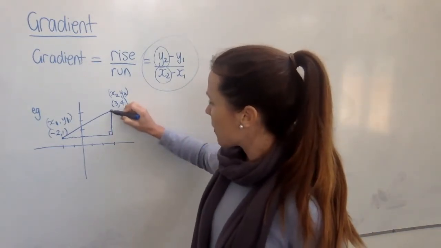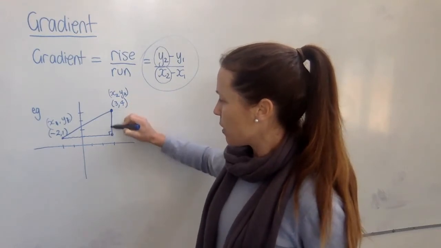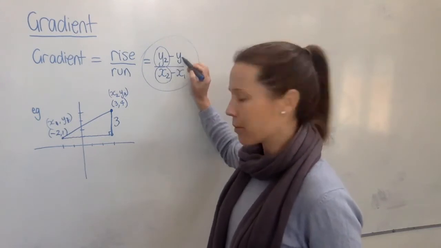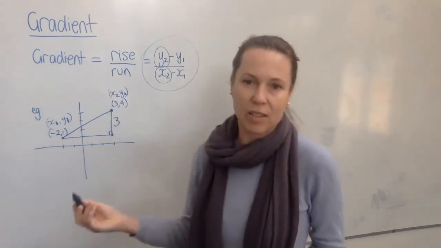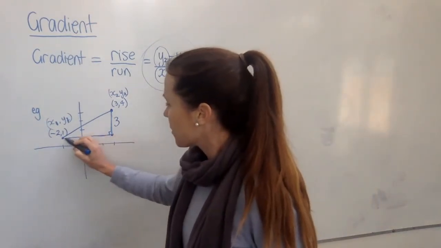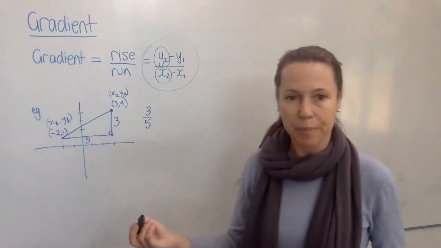So here we can see that the y value of this point is 4, and at this point is 1. So between 4 and 1, and that's all we're really doing when we're subtracting one from the other. We're saying, how long is that? Well, from 4 down to 1, we can see it's 3. And going across here, we've got 3 plus 2. We can see that that's 5. So we get our gradient of 3 over 5 that way.